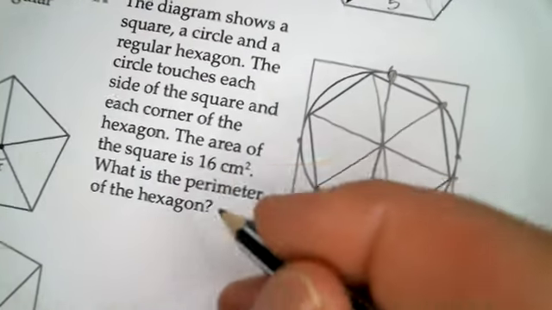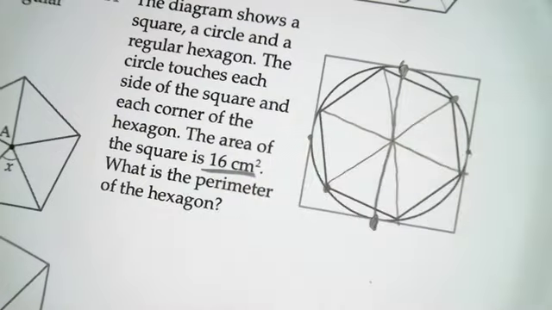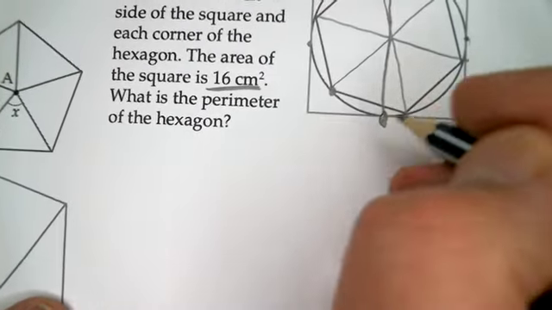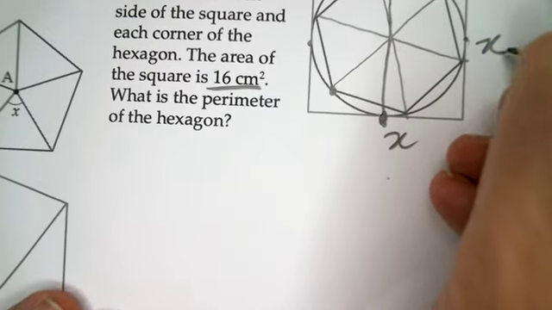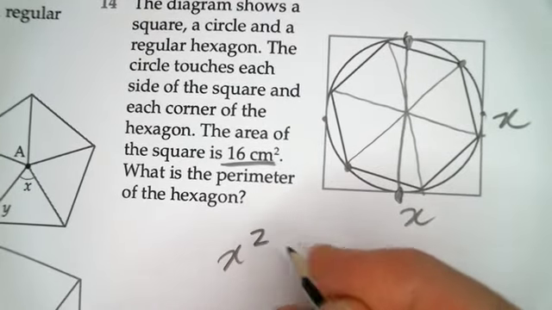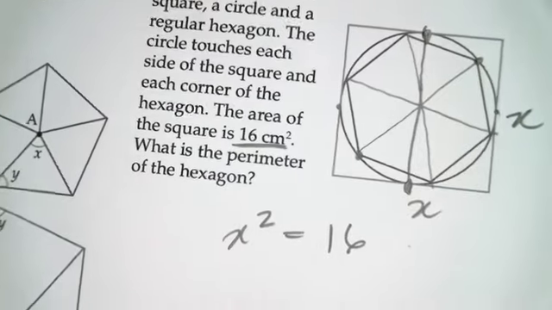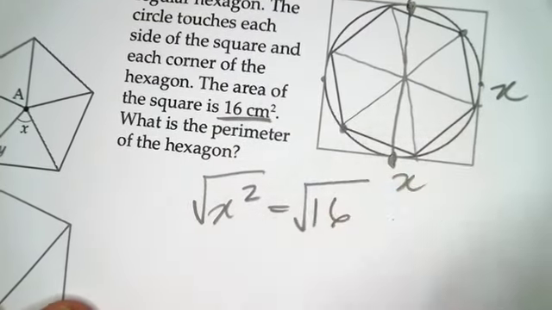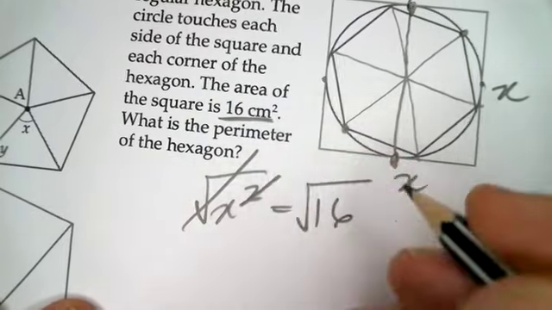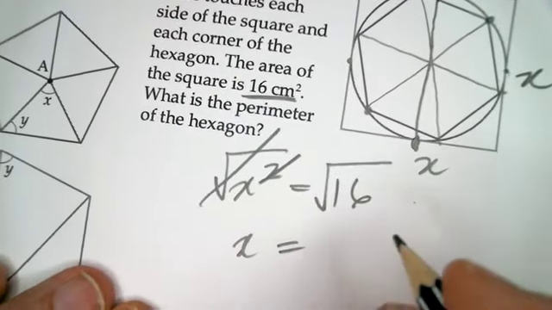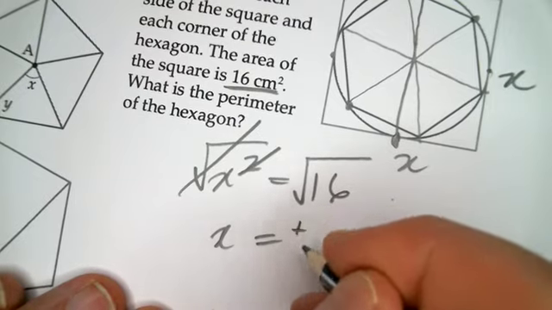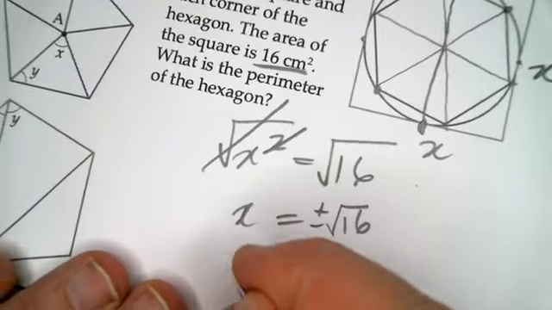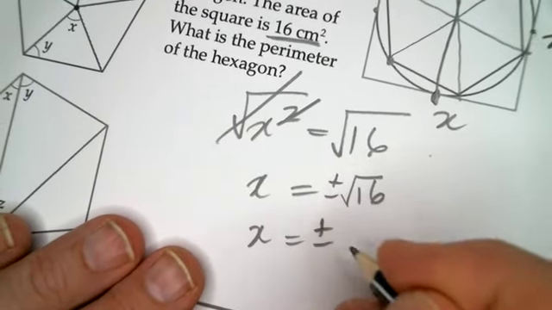Now we're told the area of the square is 16, and a square must be something squared equals 16. So we're going to call each side x. In other words, x squared is equal to 16. So if I want to find what x is, I can just find the square root of both sides, and the square root of a square means that x will equal, now of course in mathematics we must say it's plus or minus the square root of 16, which is 4, so x would equal plus or minus 4.